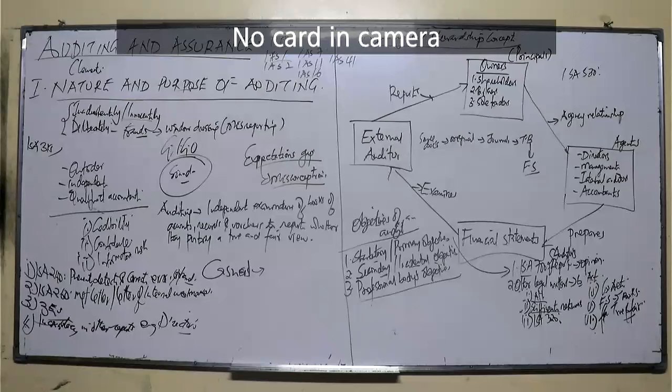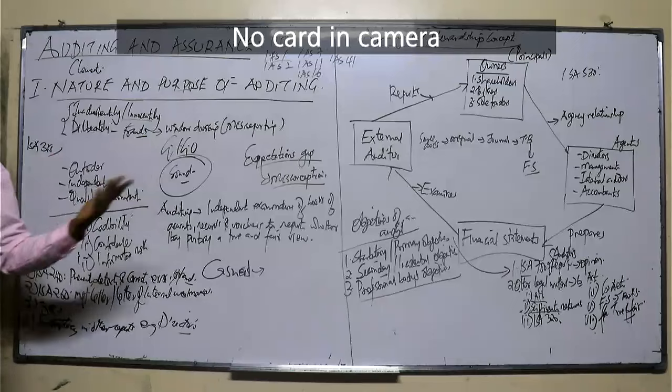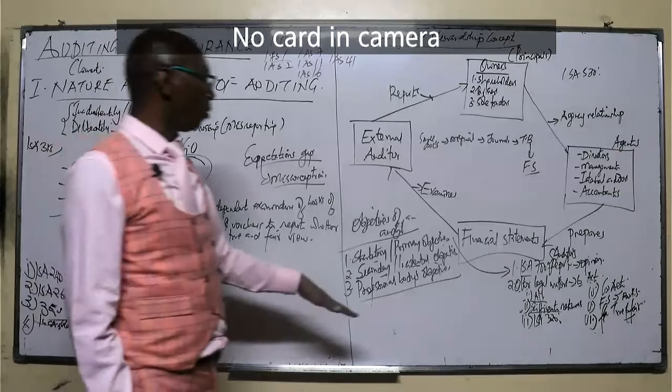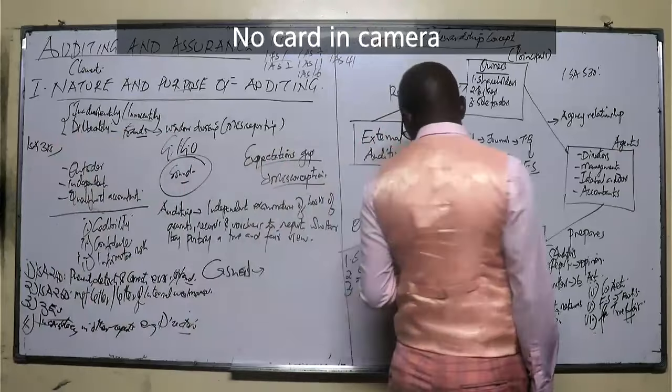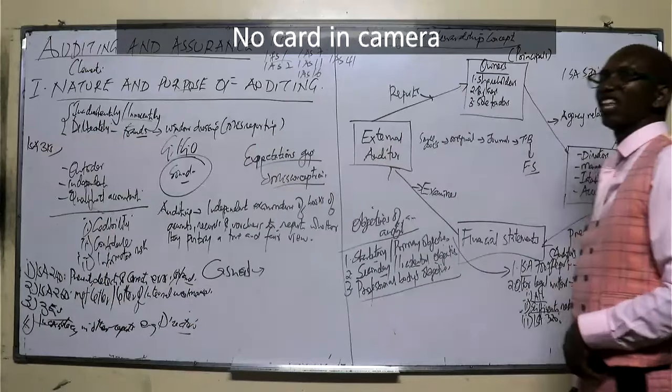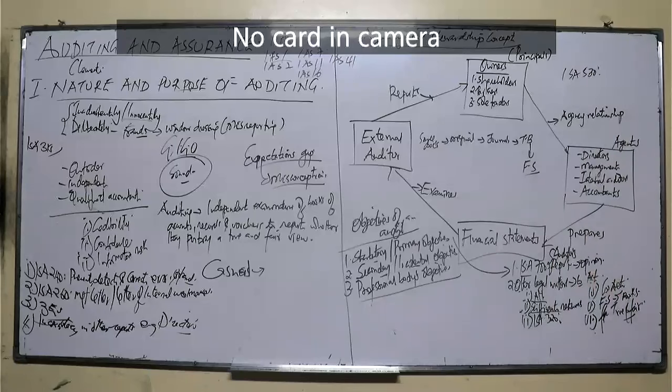Because the directors can always perform what I mentioned about window dressing, exaggerating on performance, which is not the real situation on the ground. So as an auditor, you're supposed to report on it. So these are desirable, but not compulsory. They are just incidental.